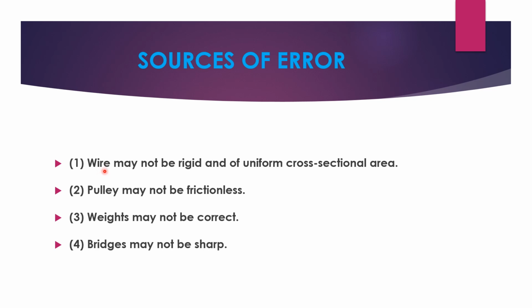Sources of error. Number 1, wire may not be rigid and of uniform cross-sectional area. Number 2, pulley may not be frictionless. Number 3, weights may not be correct. Number 4, bridges may not be sharp.